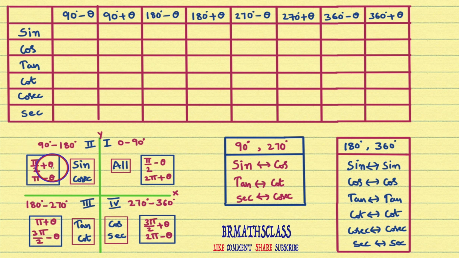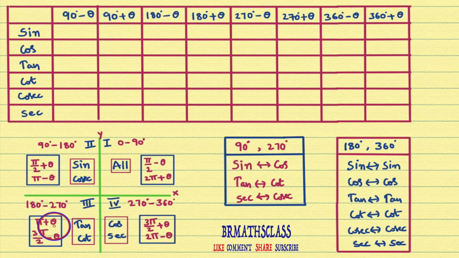More than 90 degrees and theta is an acute angle, it will be in the second quadrant only. It is important, you need to remember that pi by 2 plus theta lies in the second quadrant. Pi minus theta: pi means 180 degrees, pi minus theta is less than 180, so obviously it will be in the second quadrant only. So pi by 2 plus theta and pi minus theta lie in the second quadrant. You need to remember this.